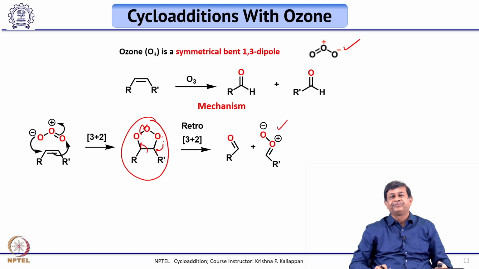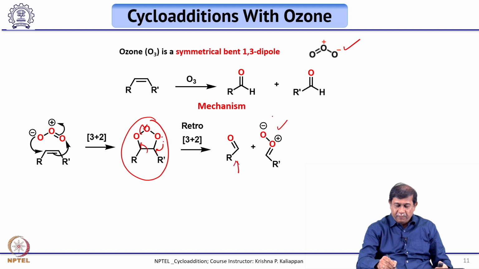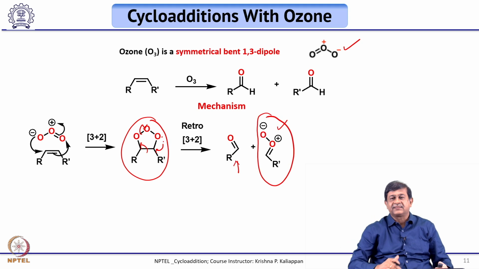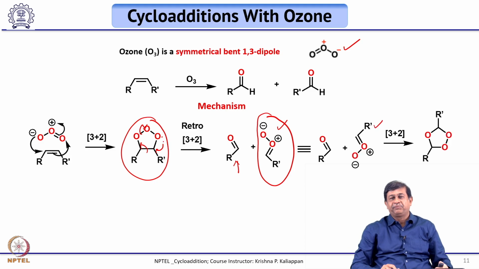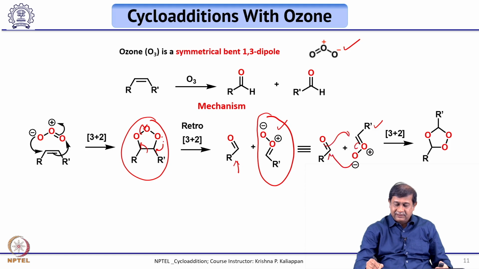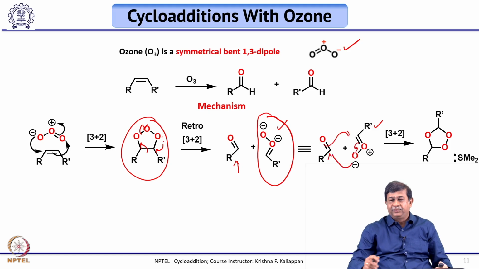dipole. Okay. Now keep this as such, but rotate this 180 degree. Okay. Rotate like this. When you do that, you have the dipole written this way. This can now undergo another 3+2 cycloaddition reaction. If that happens, you get the ozonide. So this is the ozonide.